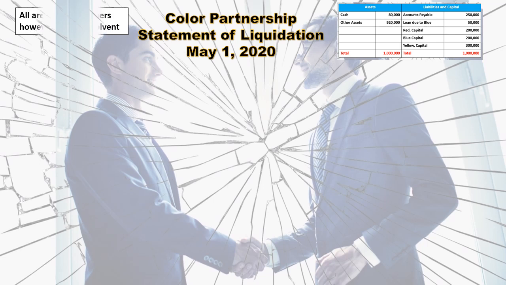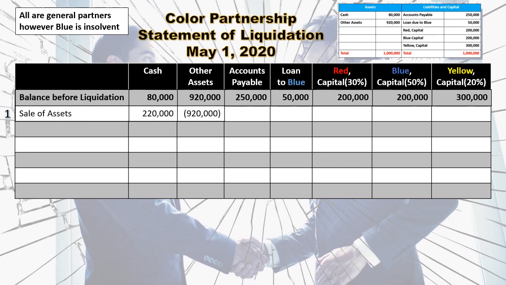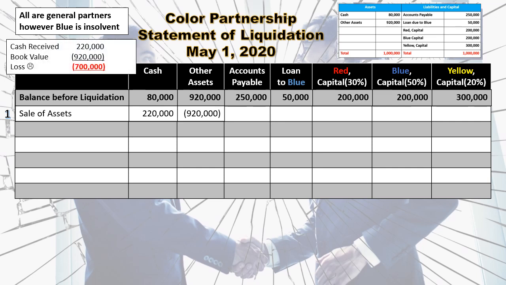So, these are the facts. Sabi dyan, all are general partners, however, blue is insolvent. So, ilatag muna natin yung mga facts, di ba? So, balances before liquidation, cash 80,000, other asset 920,000, accounts payable 250,000, loan to blue 50,000, red capital 200,000, blue capital 200,000, yellow capital 300,000. So, the non-cash asset were sold for 220,000 pesos. Ang balance natin 920,000. So basically, we have a loss of 700,000 pesos.